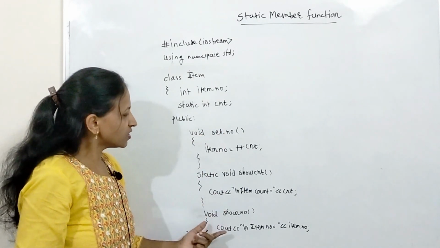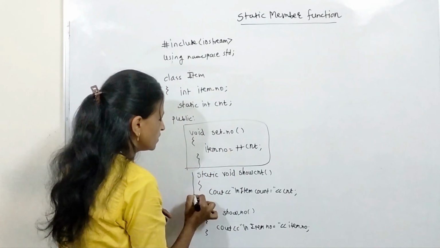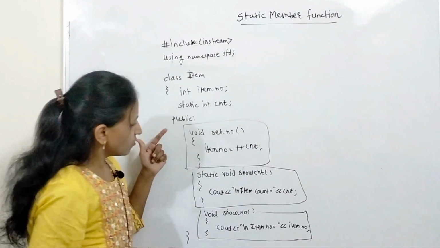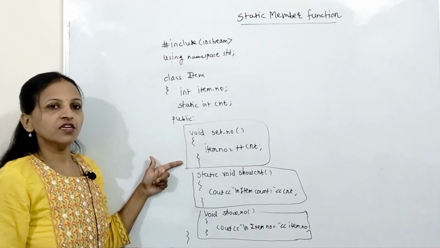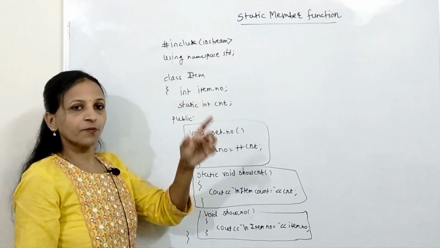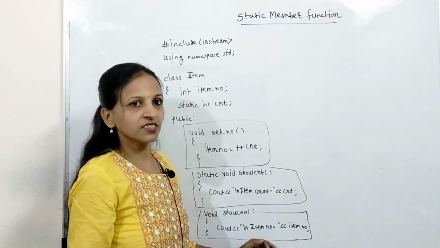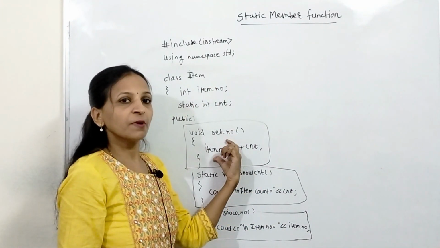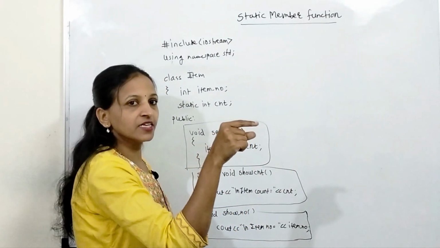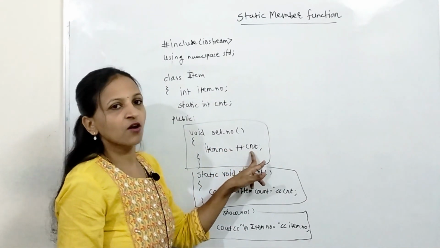Now here we have written three member functions. This one is first, this one is second, and this one is the last one. Now see, in this member function we are just setting the item number of that called item. Here we will create one object of that item class, and through that object we will call this member function. And whenever we call this member function, its item number should be set, and here we are setting that item number by incrementing the counter's value.